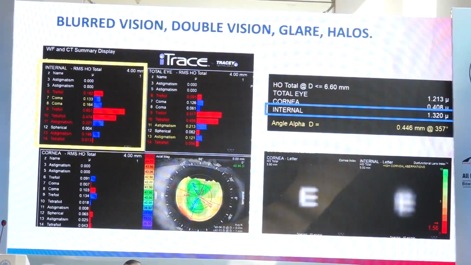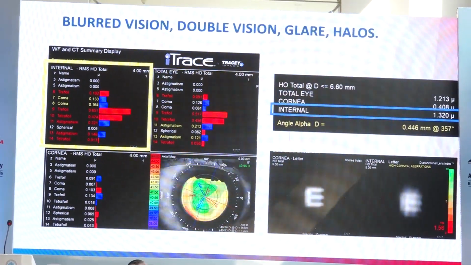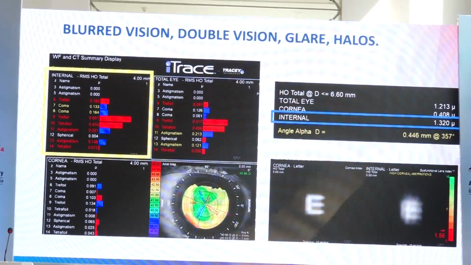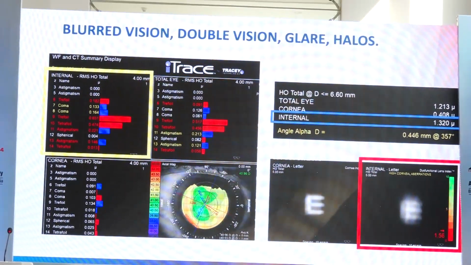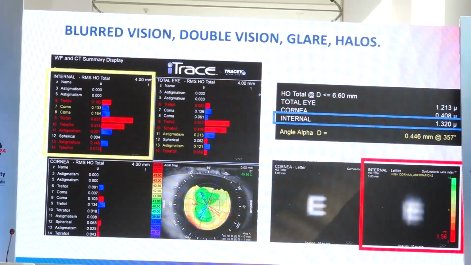This was one such case which came with a 6/6 vision with a -2 cylinder and was showing a whole lot of blurry vision, glare, halos problem. On aberrometry, we identified it to be an internal error. It looked centered, but it was just tilted.